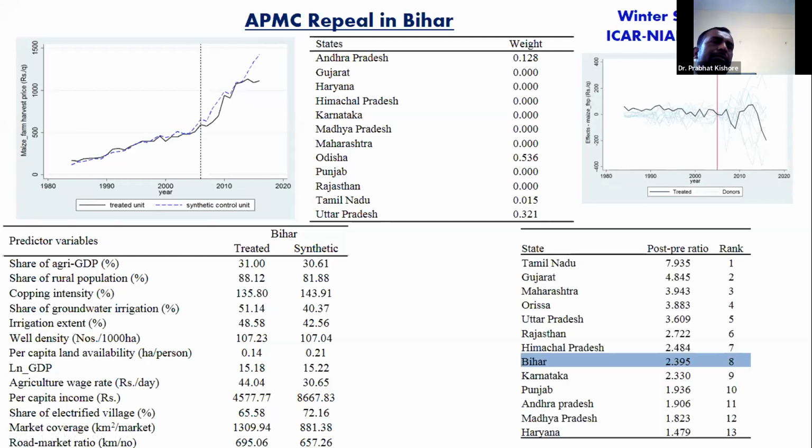And the rank also, if you see the post and pre ratio of the rank, then here we find that Bihar has got rank 8, and in the earlier case we had Punjab at the first rank. So in the case of the Bihar APMC, we could say that there is no impact of this repeal for which it was intended.